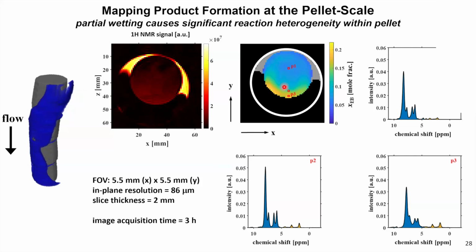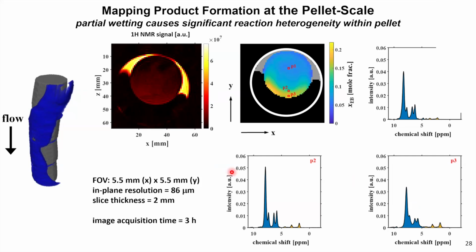And on the right-hand side are the results from this. This is now a quantitative map of the mole fraction of the product, ethyl benzene, in fact. You can see we've got high concentration around here, certainly a heterogeneous distribution, and 3 different pixels extracted out where you can see the growing ethyl benzene, or aliphatic part of the ethyl benzene peak, for which we can do the map.